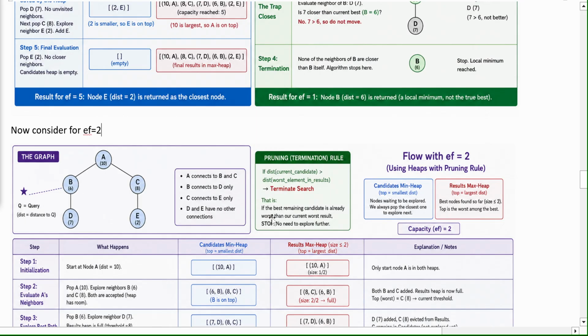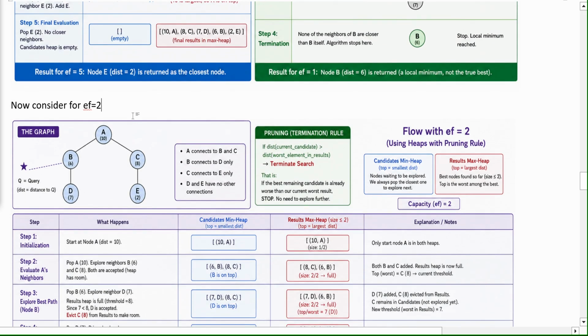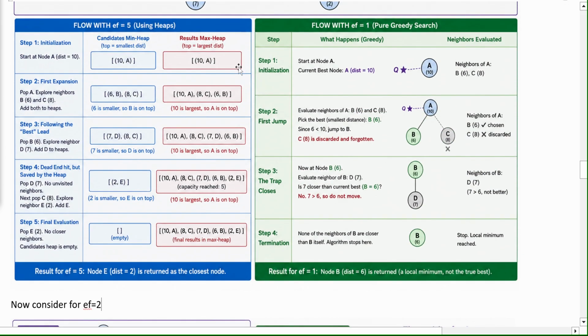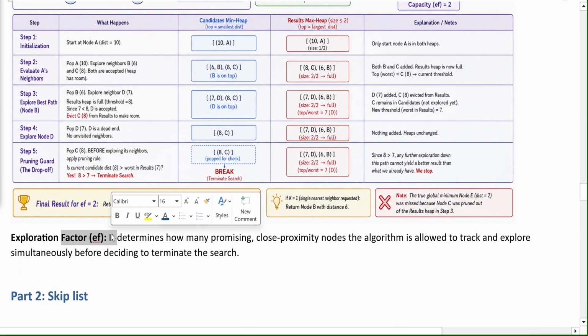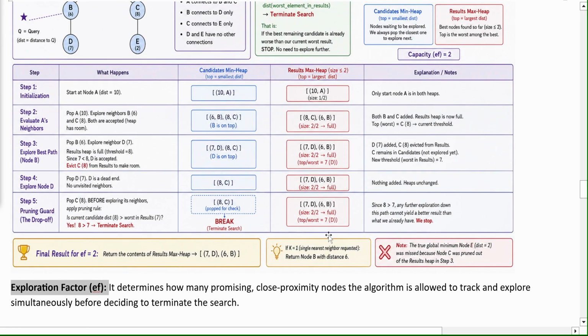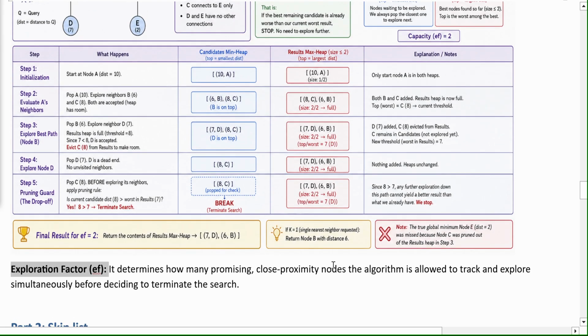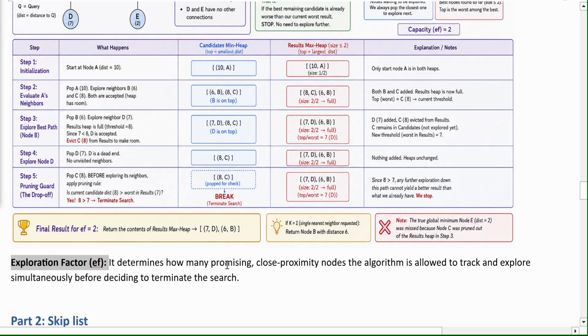Okay, then why don't you set a very big value? The thing is, if you set a very big value, we have to explore many points, so the computation will increase. So what exactly does this exploration factor denote? Maybe by this point you might have understood. This max heap is nothing but that exploration factor number that we are specifying. So basically it says the number of promising nodes the algorithm is allowed to track.